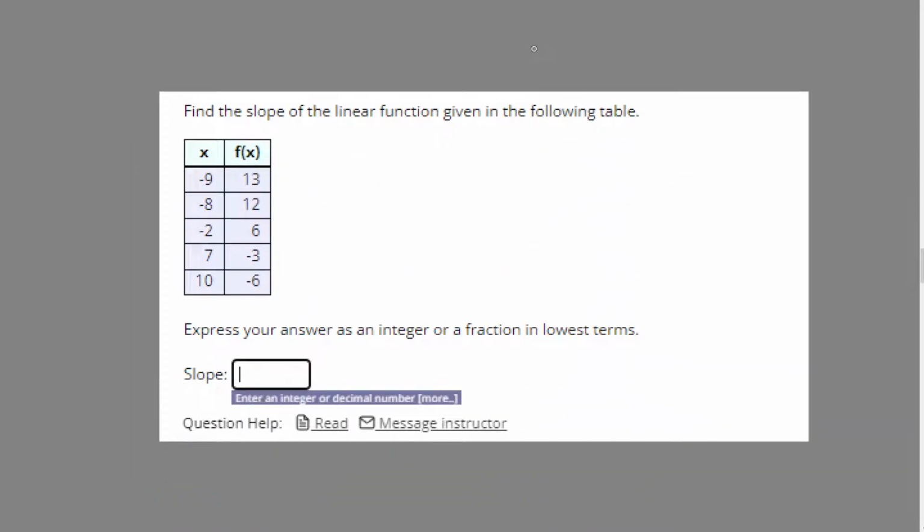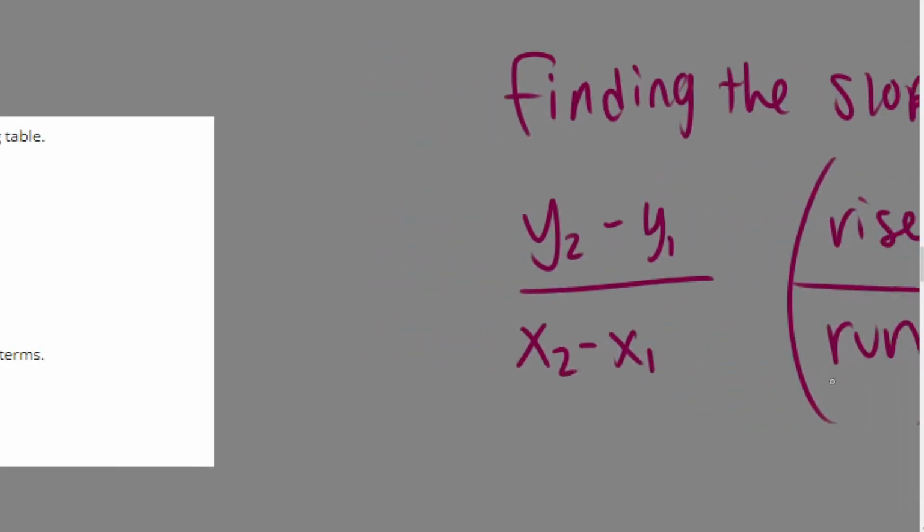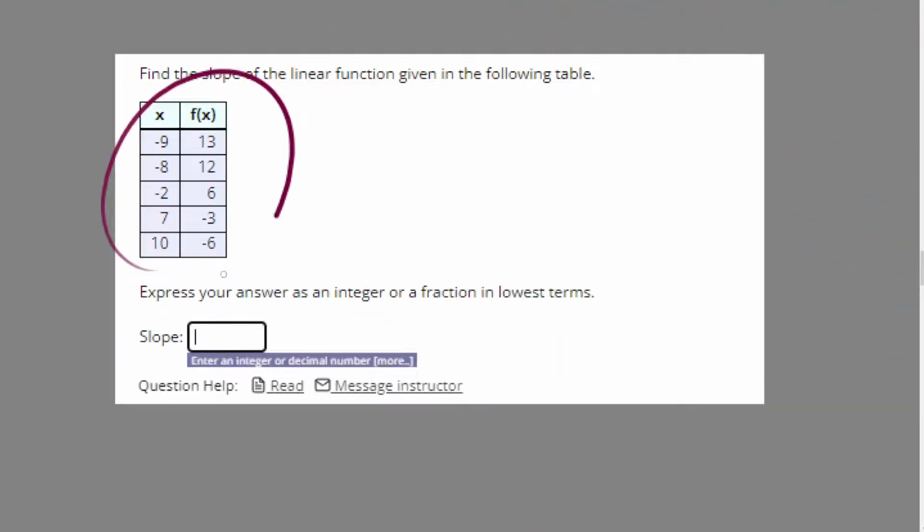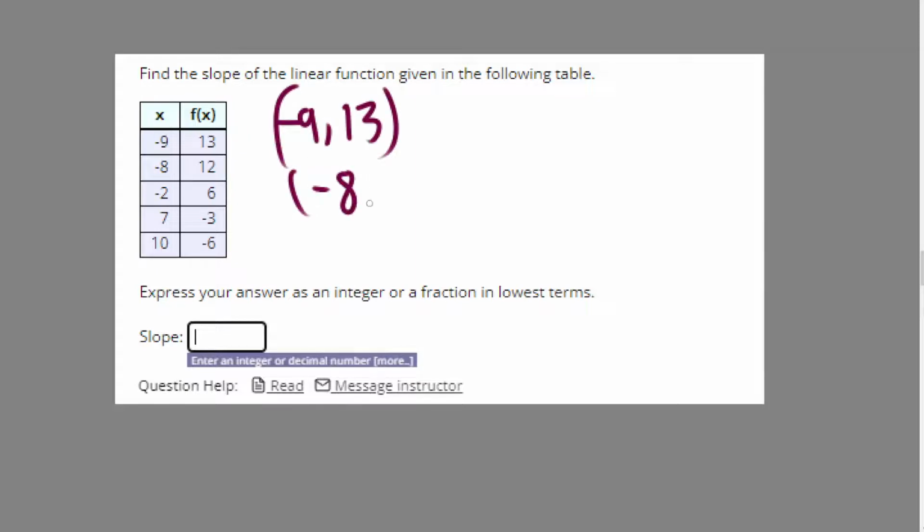Find the slope of the linear function given in the following table. Now, one thing to note is that there's a formula for finding the slope, and I'll write that down real quick. Okay, so finding the slope, we have this equation: y2 minus y1 over x2 minus x1, and that basically will give us the rise over run. So if you have 2 coordinates here, we have lots of coordinates, but we'll just pick 2. We have negative 9, 13, and we have negative 8 and 12.